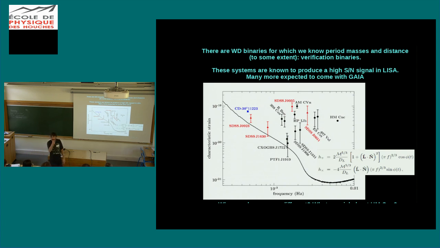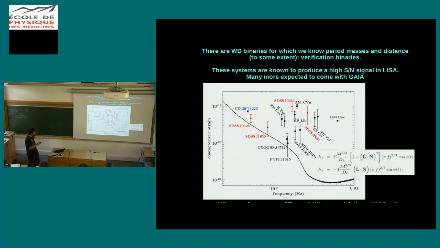Thanks. You need to know the distance. If you want to know the signal in the detector, you need to know also the inclination, right? So it turns out that this system is actually only a few hundred parsecs away, so you have a parallax measurement. So you know exactly what the distance is.